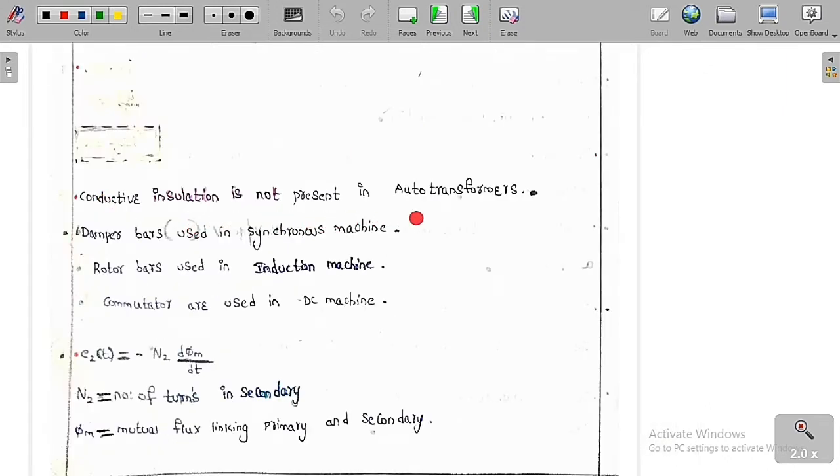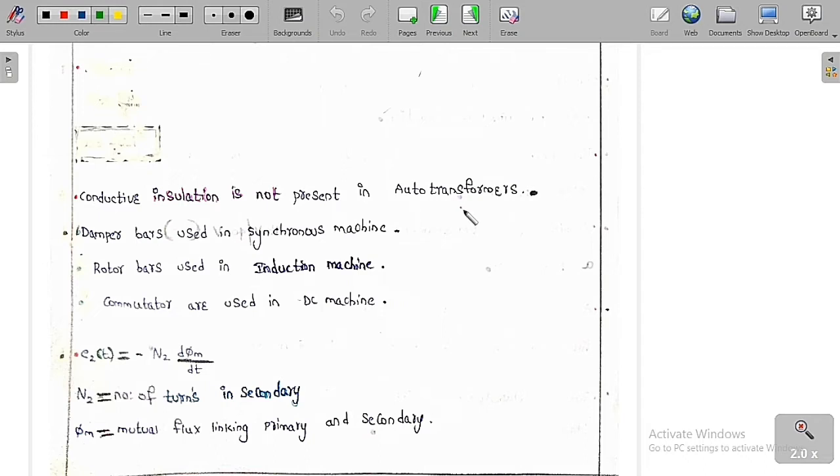Conductive insulation is not present in auto transformers. I already told you there is no conductive insulation in the auto transformer, whereas in the single phase transformer the power is transferred only through the induction process, whereas in the auto transformer the power is transferred by both conduction and the induction process. So there is no conductive insulation in auto transformers.